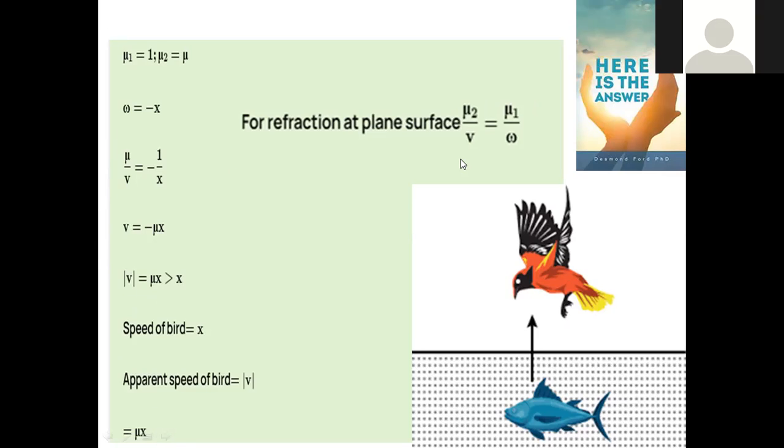What's the equation? Mu2 by v is equal to mu1 by u. So if we substitute all the values of these parameters, the equation can be condensed into mu by v is equal to minus 1 by x. Now v is nothing but the image distance, equal to minus mu x. So that will be farther, far away with respect to the original one. Then mod v is nothing but speed. So this is the distance, now we turned it into a speed that is given by mu x. So mu x is always greater than x. X is denoted as the speed of the bird. So when compared to its original speed, it appears like a faster one.